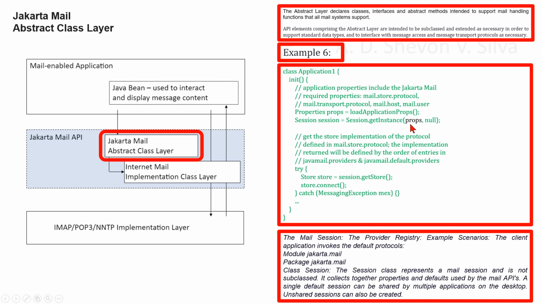Some messaging system implementations can use additional properties. Typically, the properties object contains user-defined customization in addition to system-wide defaults. Mail-enabled application logic determines the appropriate set of properties. Lacking a specific requirement, the application can use a system properties object retrieved from the System.getProperties method.